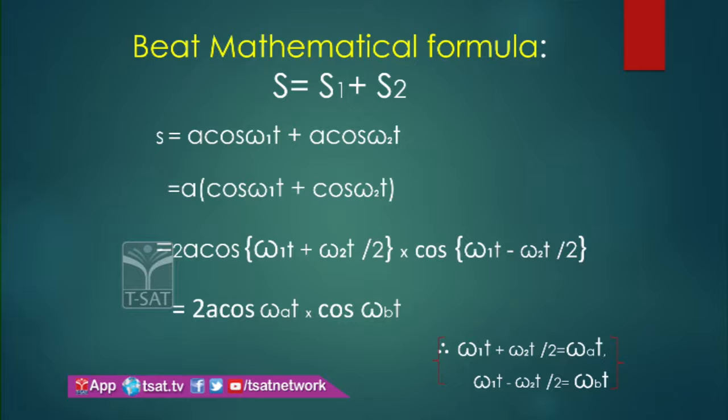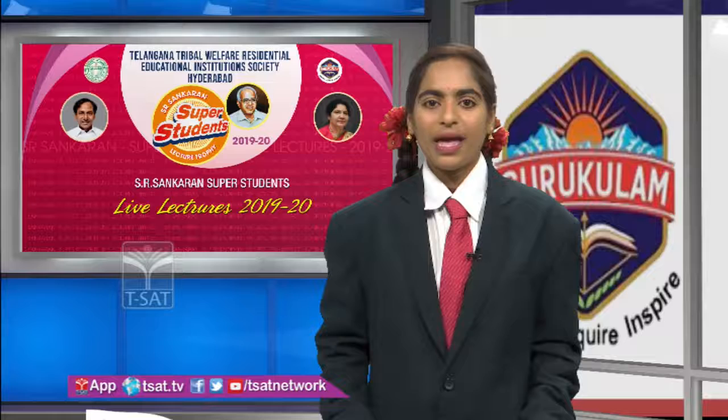According to our maths, cos omega 1 t plus cos omega 2 t has a mathematical formula. We take that cos omega 1 t plus cos omega 2 t is equal to 2 cos((omega 1 plus omega 2) t by 2) into cos((omega 1 minus omega 2) t by 2). We take that according to the mathematical formula.